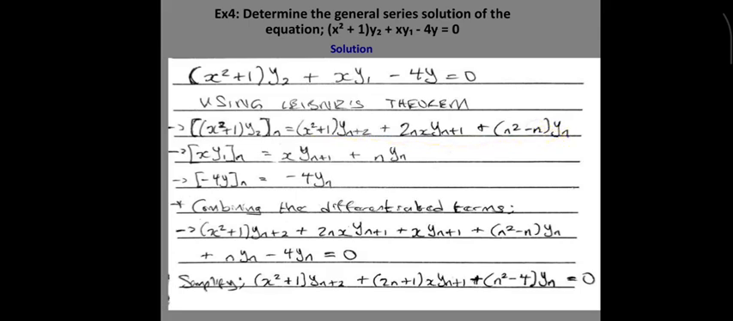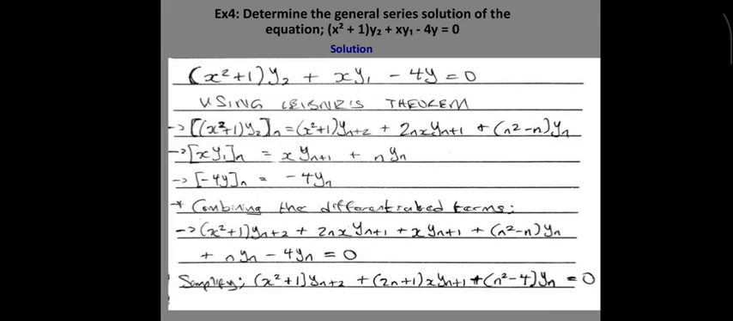So we have s power 2 plus 1 multiplied by y subscript n plus 2 plus 2ns multiplied by y subscript n plus 1 plus n power 2 minus n multiplied by y subscript n. And for the second term, the n-th derivative of it is equal to this also, using the Leibniz theorem formula.